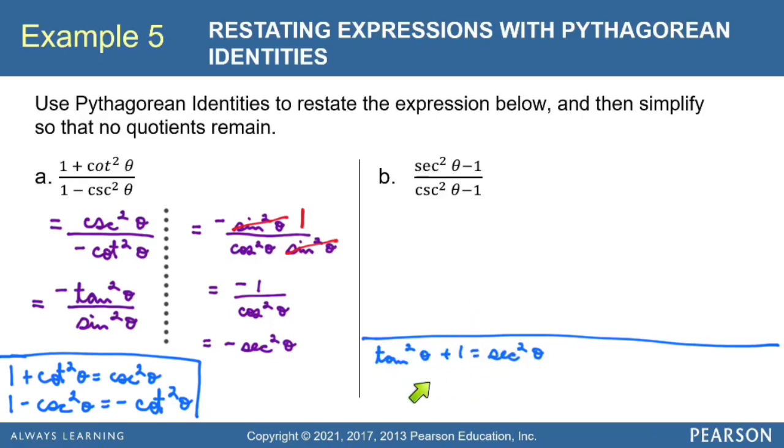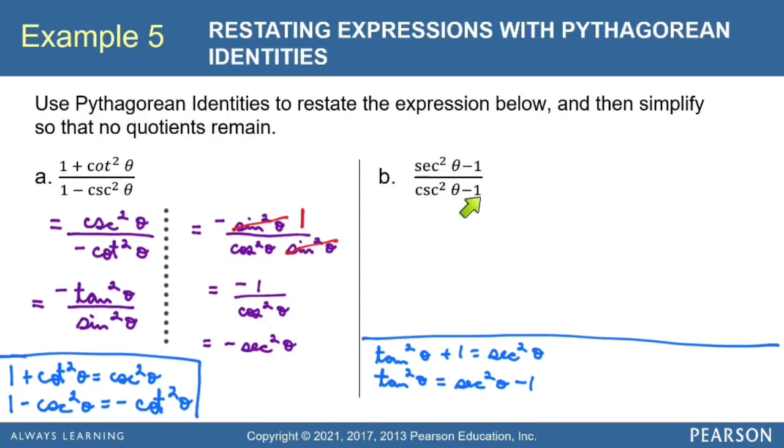Now I want to rearrange these terms so that one side of the identity has this expression. So all I need to do is take the plus 1 and move it to the right side, and we'll see that tangent squared theta equals secant squared theta minus 1. So that's the substitution we'll make in just a minute. But let's go ahead first and look at the denominator of our expression. So it has cosecant squared theta minus 1.